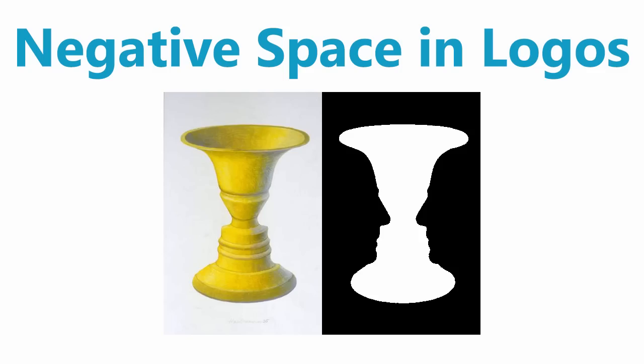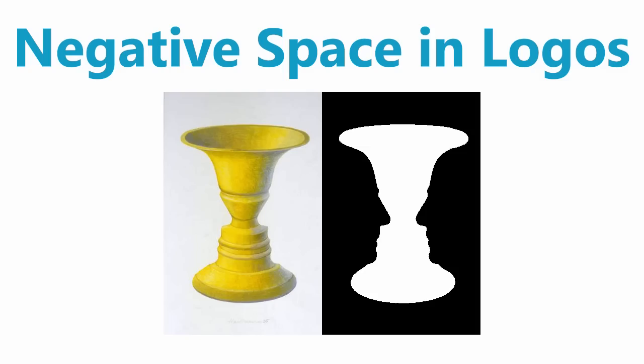So if you're familiar with negative space already, you probably are familiar with Edgar Rubin's vase. It's one of the most well-known examples of negative space. So you see either a vase in the middle, or you see two profiles of people looking at each other. And in logo design, the purpose is not just to see the negative space or the space that's not negative space, but really both spaces.